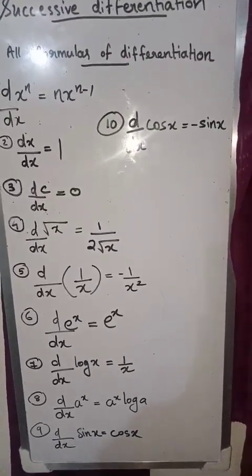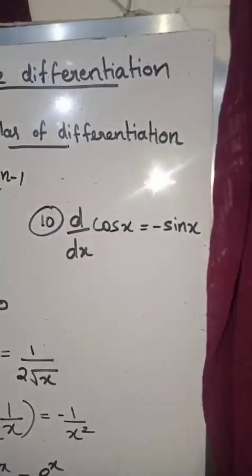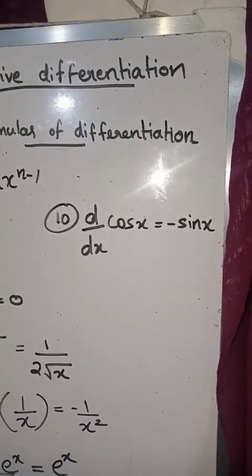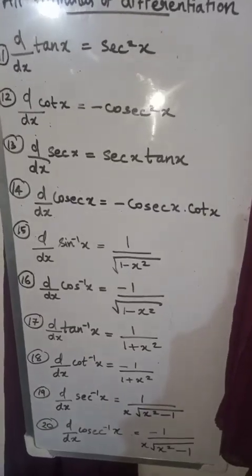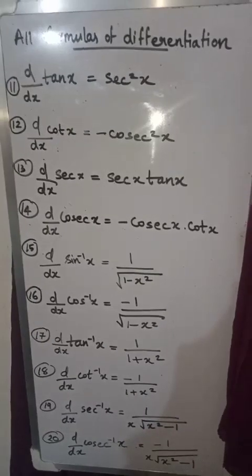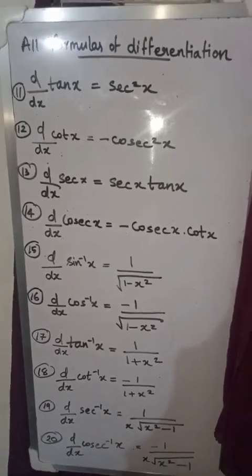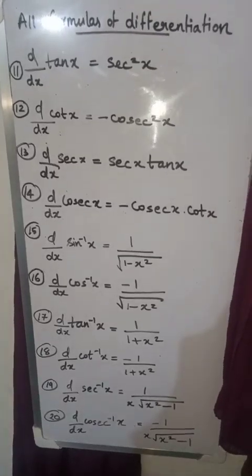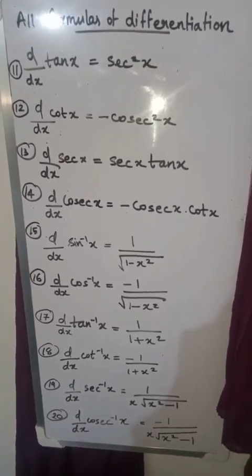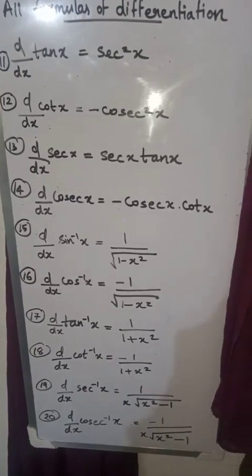D by dx of sin x is equal to cos x, and d by dx of cos x is equal to minus sin x. Now d by dx of tan x is equal to sec square x, and d by dx of cot x is equal to minus cosec square x. D by dx of sec x is equal to sec x tan x. D by dx of cosec x is equal to minus cosec x cot x.